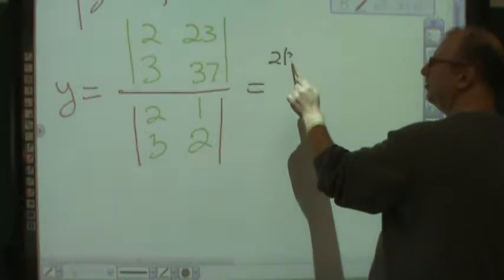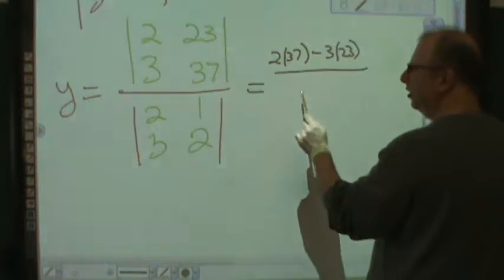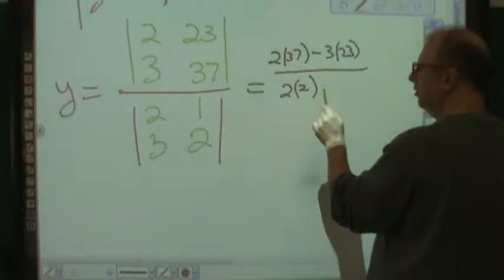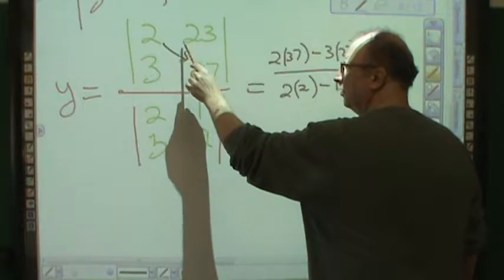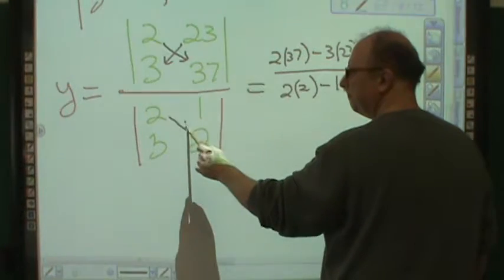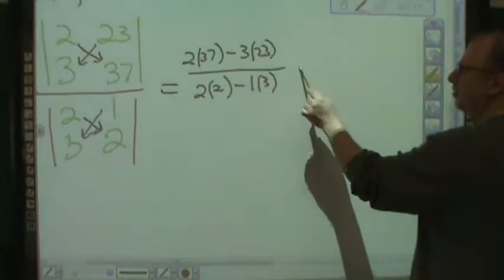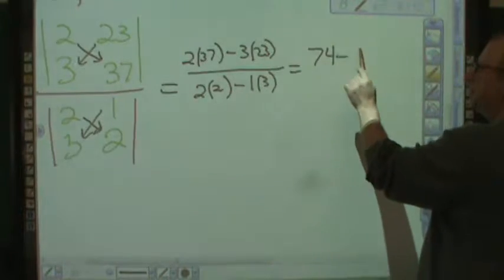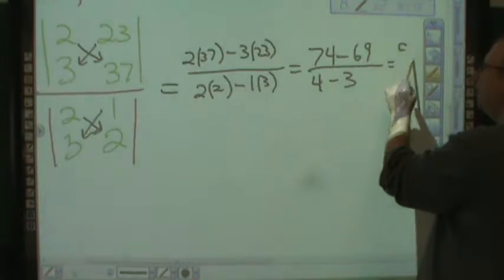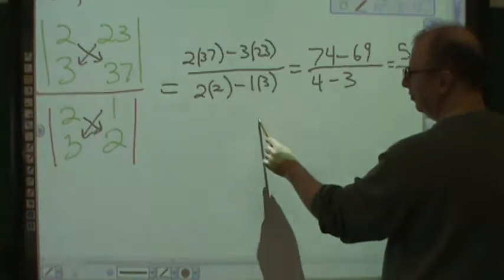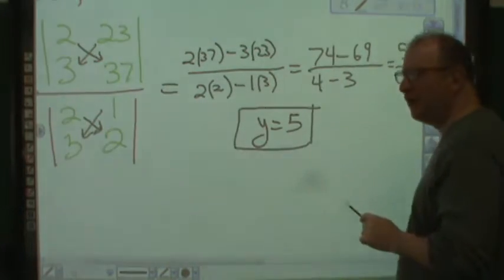2 times 37 minus 3 times 23, over 2 times 2 minus 1 times 3. And finally, let's look at what we're left with. 74 minus 69 over 4 minus 3 equals 5 over 1. So y equals 5. And the drink was $5.